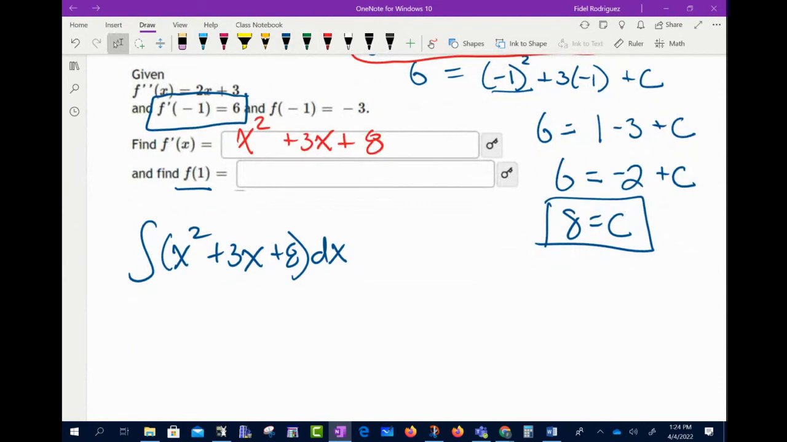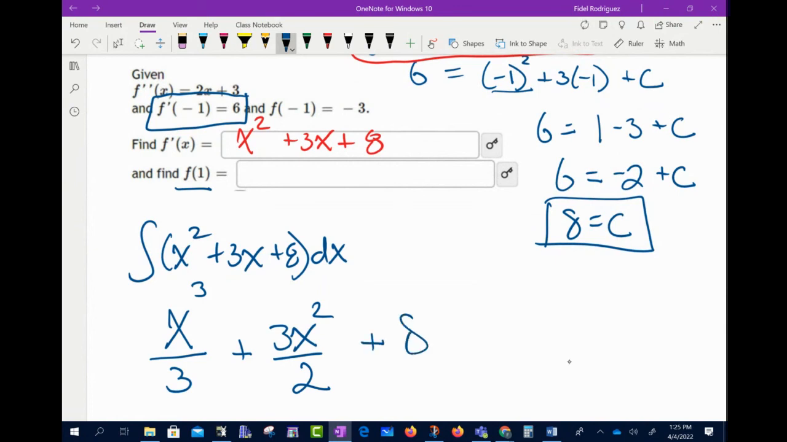The integral of x squared should be an x to the third. Everybody agree, over 3? The integral of 3x should be a 3x squared over 2. The integral of 8 should be an 8x. And then, y'all, I'm going to do this. I'm going to call it D, just because I've already used the letter C, I don't want to use the letter C again, right?